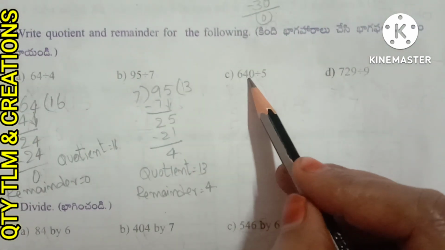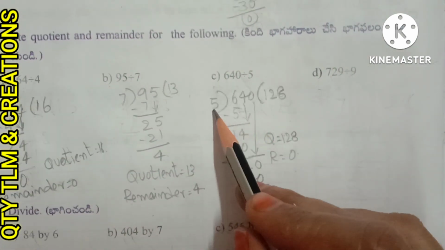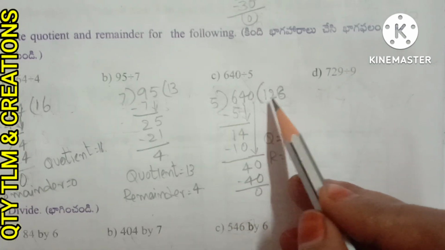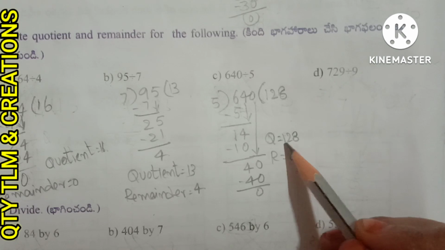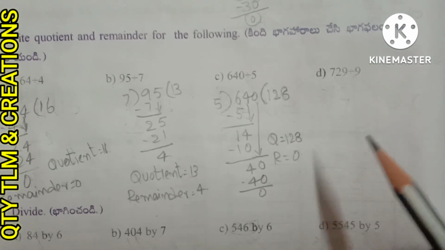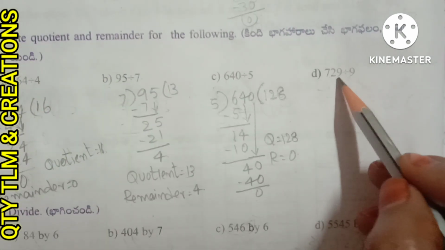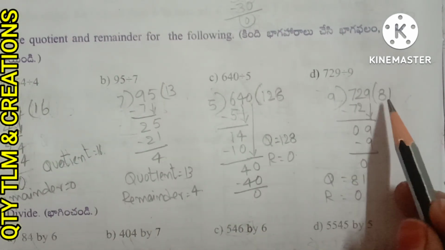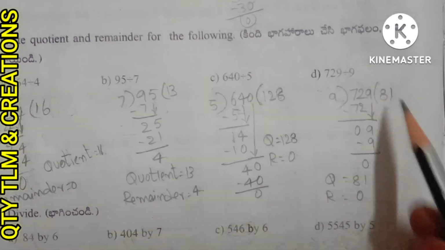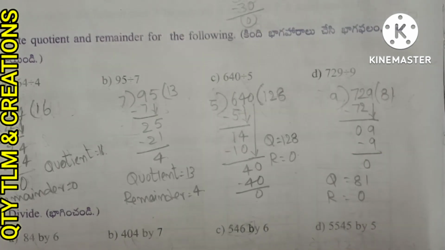Next C, 640 divided by 5. 5 divides 640 for 128 times and the remainder is 0. Quotient is 128, remainder is 0. Next D, 729 divided by 9. 9 divides 729 for 81 times. So the quotient is 81, remainder is 0.